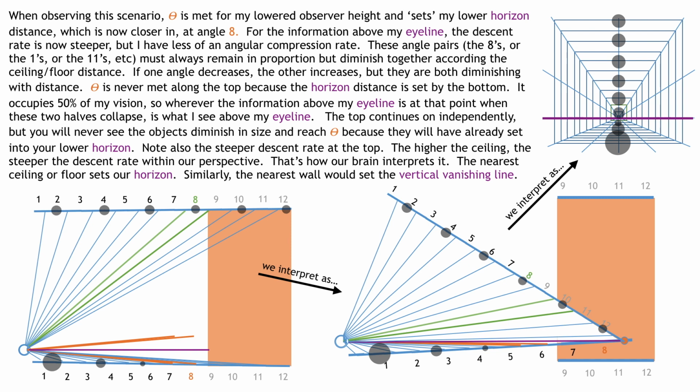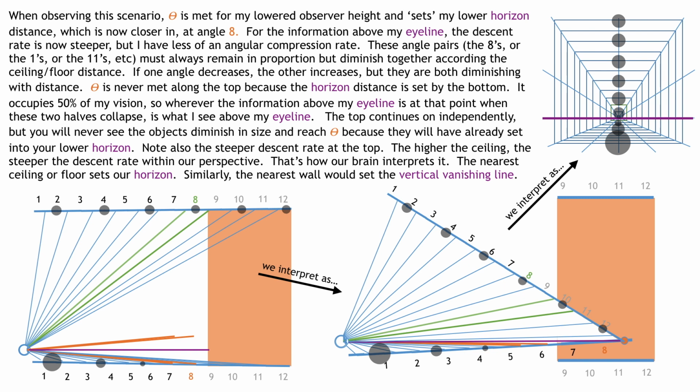Theta is never met along the top because the horizon distance is nearby and is set by my lower compressed visual angles. It's set at the bottom. It occupies 50% of my vision. So wherever the information above my eye line is at that point, when these two halves collapse, is what I see above my eye line. And it continues there until it sets completely within the lower horizon. So again, the top continues on independently, but you'll never see the object diminish in size and reach theta itself because it's already set into your lower horizon by that point.